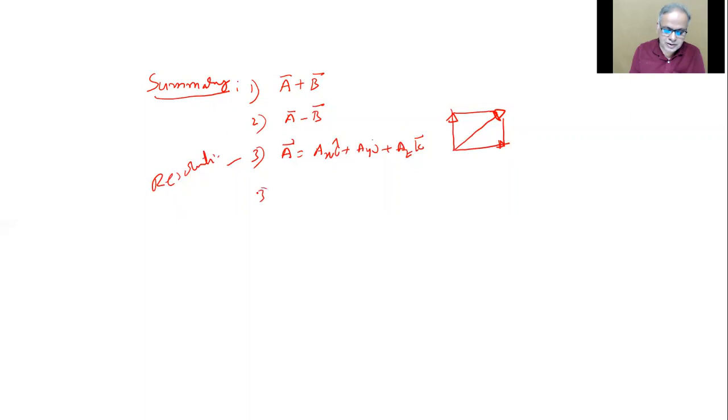And then the fourth one is A bar dot B bar. This is the scalar product. The fifth one is A bar cross B bar. So these are the five most important headings we'll be dealing with in this lesson called vectors. Okay, so that is what we're going to do in the next week.